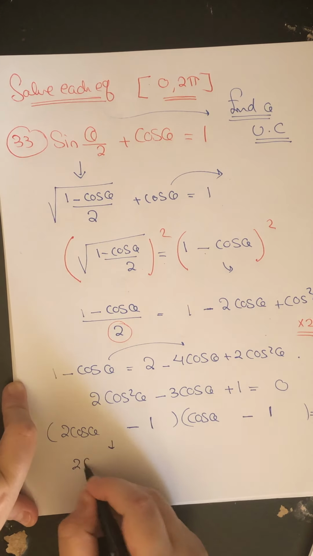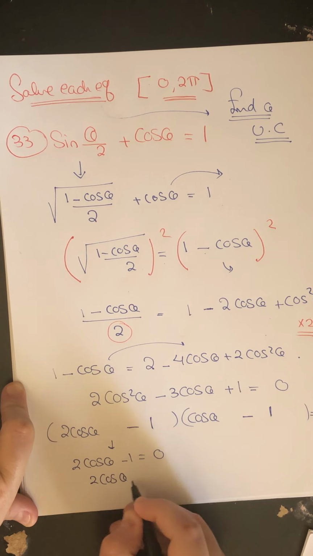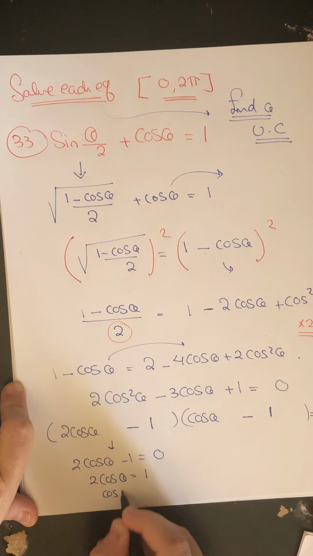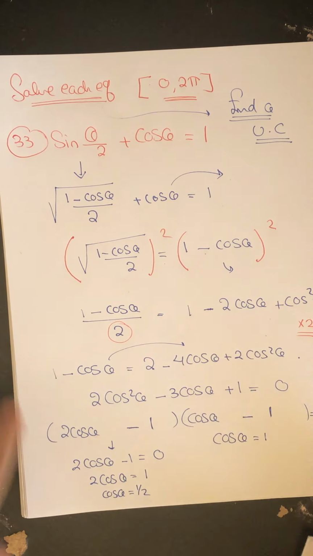So, maybe zero product property, maybe this one is equal to 0, so cosine theta is equal to half, and maybe cosine theta is equal to 1. You can substitute your answers at the end and check that you are right.